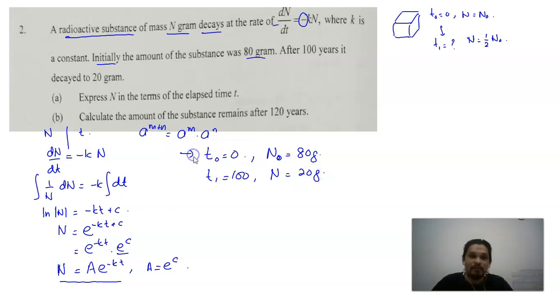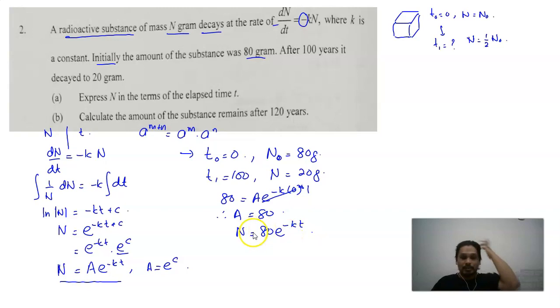Okay, so we use the first information, where N is the mass at the beginning, N naught. So N naught is 80, equal to A e to the power of negative k times 0, where t equals 0. 0 times negative k equals 0, e to the power of 0 equals 1. 1 times A equals A, then A equals 80. So the current mass equals 80 e to the power of negative kt. This is the initial mass, the beginning of the experiment.